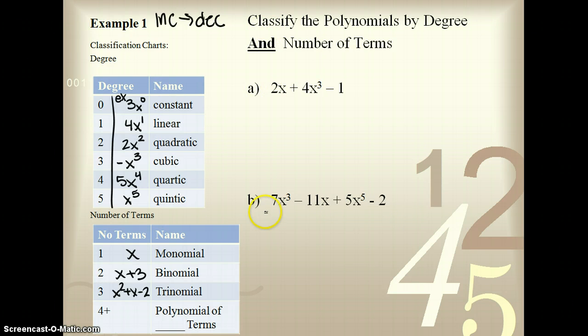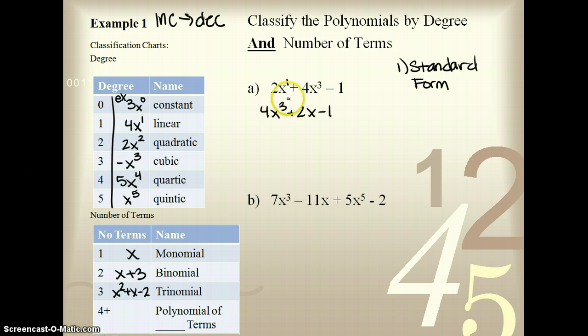Now, again, we need to classify A and B. A says 2x plus 4x cubed minus 1. Again, the first thing that you want to do is to put it into standard form. Standard form means that you are going to go from decreasing to increasing order with regards to your exponents. So we have an x cubed, an x to the 1, and we also happen to have an x to the 0, although we never see it, so that's considered a constant. Just remember the constant should always go last. So we need to rewrite this to 4x cubed plus 2x minus 1.